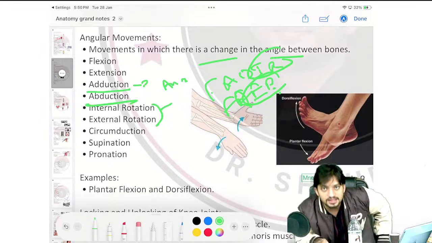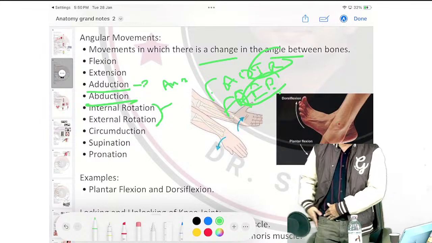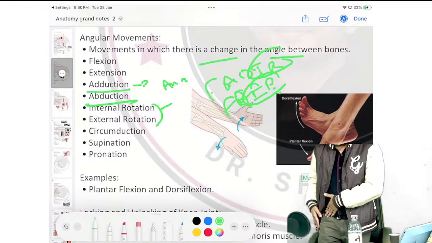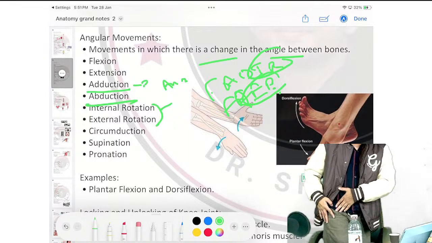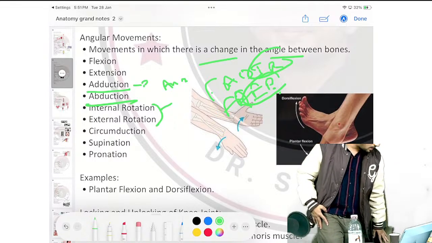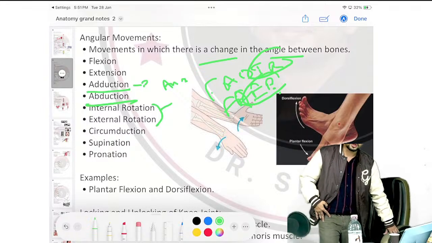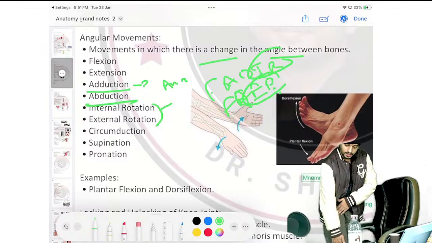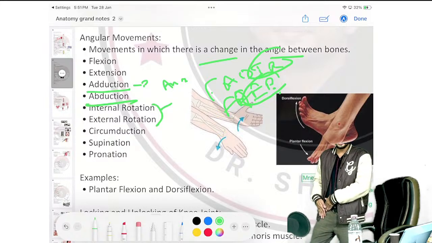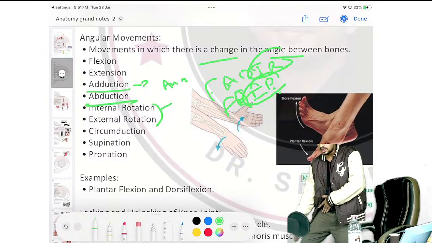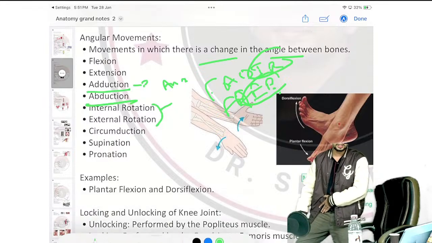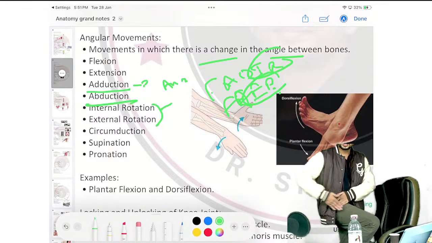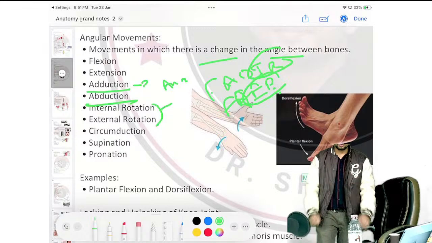For example, here the leg is internally rotated. I hope you can see me. Just a minute, let me create some distance so that you can look at me. The leg now is internally rotated here. The leg now is externally rotated. This is external rotation. Have a look. This is external rotation. This one is internal rotation. Right? I hope now you understand.